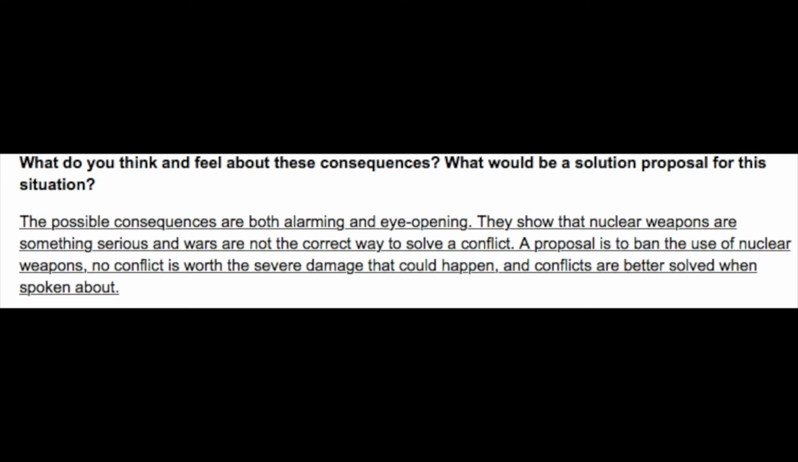A proposal is to ban the use of nuclear weapons. No conflict is worth the severe damage that could happen, and conflicts are better solved when spoken about.